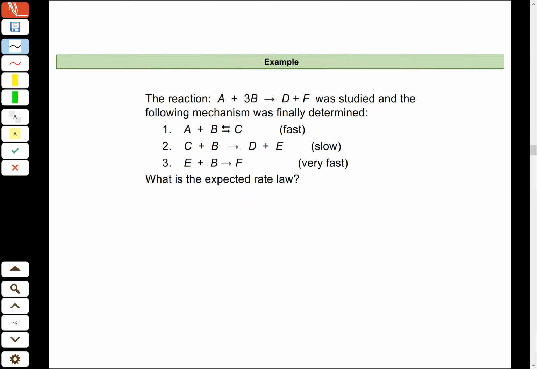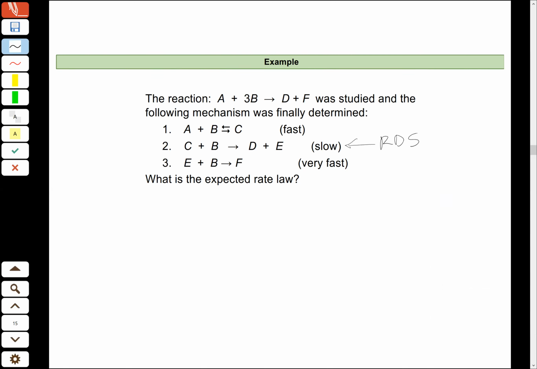Let's do another one of these. This is a 3-step mechanism that is pretty made up. And what we have here is a fast first step, a slow second step, and then a very fast third step. So our rate determining step is that second step. I recommend at this point to pause the video and try to work through this one on yourself and develop an expected rate law for the overall reaction. And then come back and hit play again and see how I walk through it.